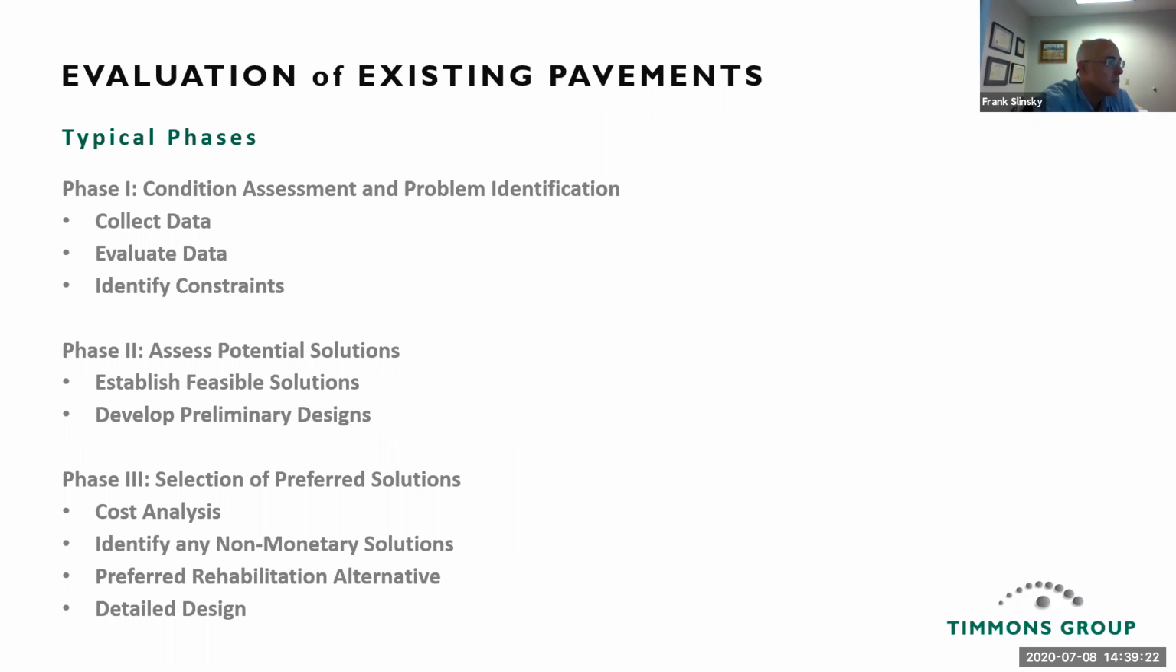You collect data, you evaluate the data, and you identify constraints. Phase 2 is when you assess potential solutions. You establish feasible solutions, develop preliminary designs, and phase 3 is a selection of preferred solutions, cost analysis, identify any non-monetary solutions, preferred rehabilitation alternatives, and detailed design.